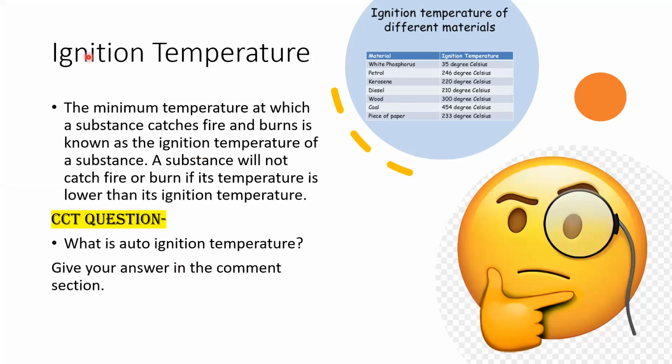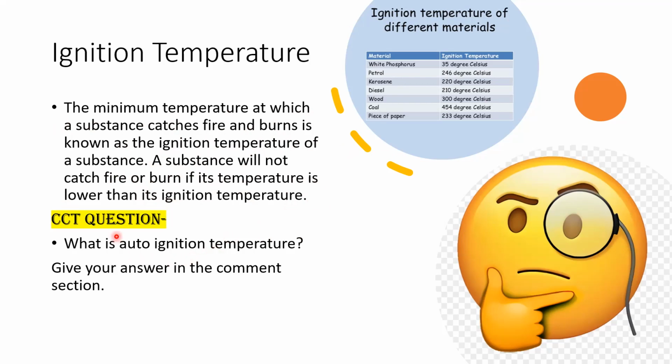So, coming to the ignition temperature. What is the ignition temperature? The minimum temperature at which a substance catches fire and burns is known as the ignition temperature of the substance. And you should have this in your mind that a substance will not catch fire or burn if its temperature is lower than its ignition temperature. So in other words, we can say that this is the minimum amount of heat which is required to ignite a fuel. I hope this is clear to you. Here are the ignition temperature of some materials given.